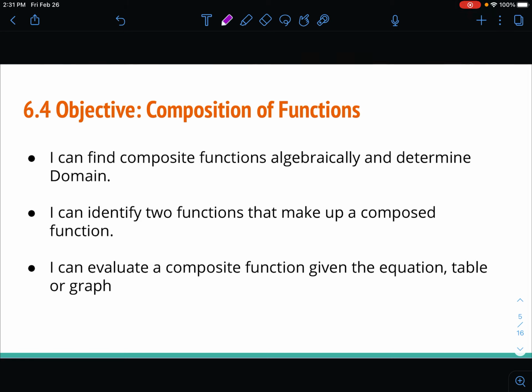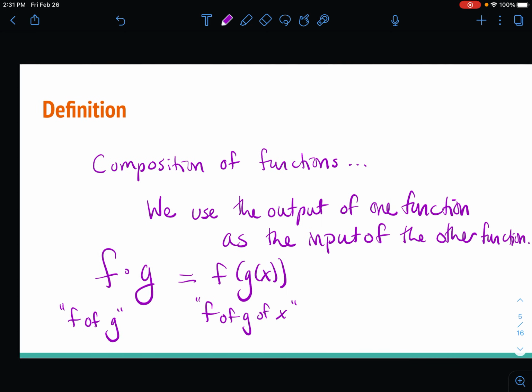Our goals here are to find the composition of functions algebraically and determine their domain, identify two functions that make up a composed function, and evaluate a composite function given an equation, a table, or a graph.